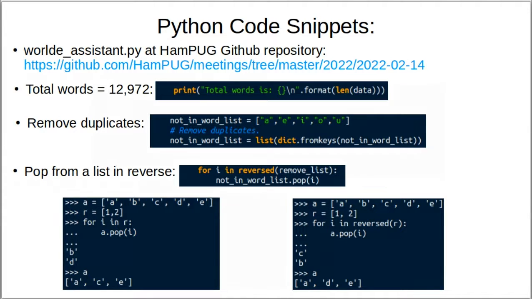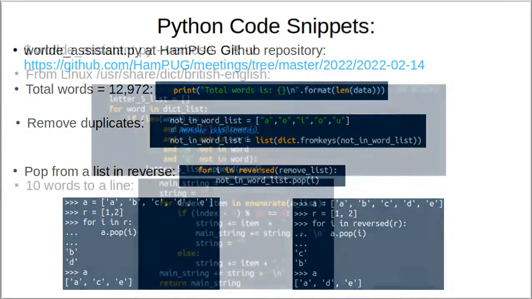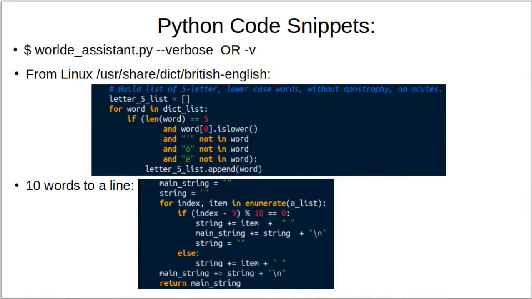So I use that code in the program. In my Wordle Assistant program, if you go --verbose or -v, it will provide you some more lists as you're going through it.